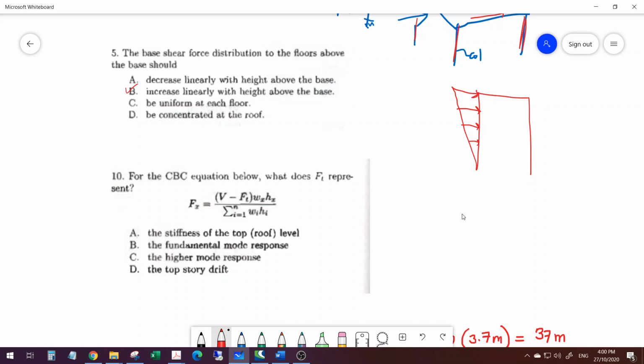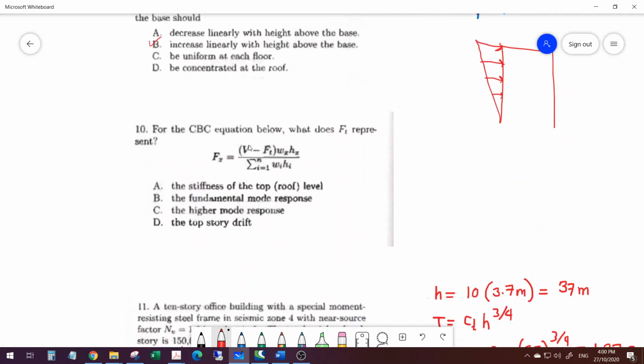Next, this is NSCP. For the NSCP equation below, what does FT represent? So you already know this, right? And this is the force at the roof level, FT. What does FT represent?